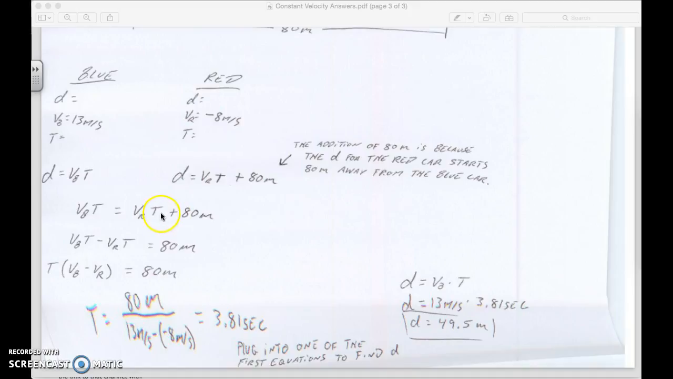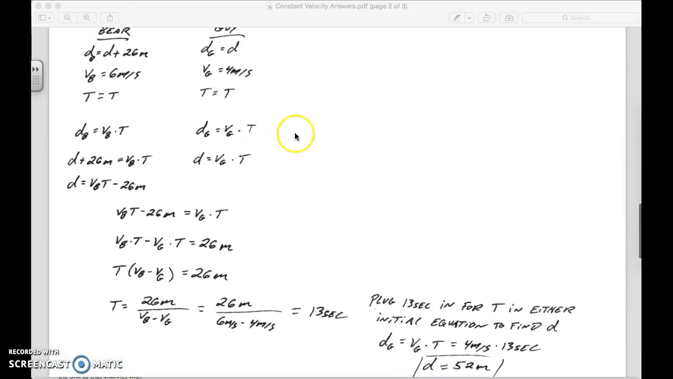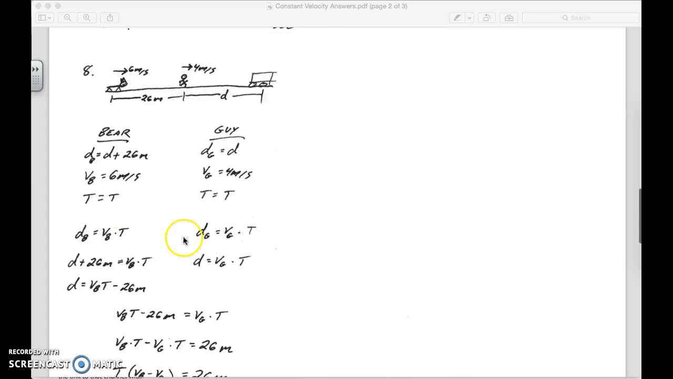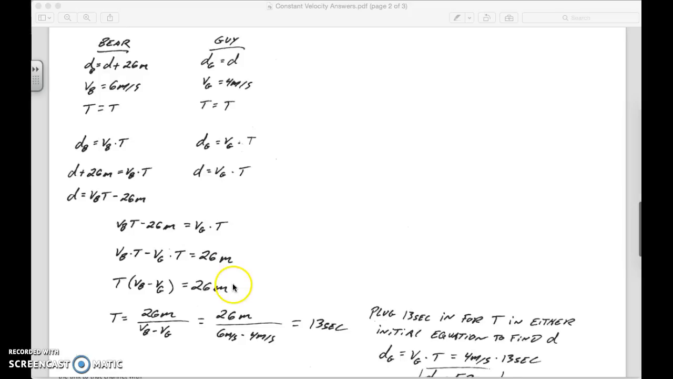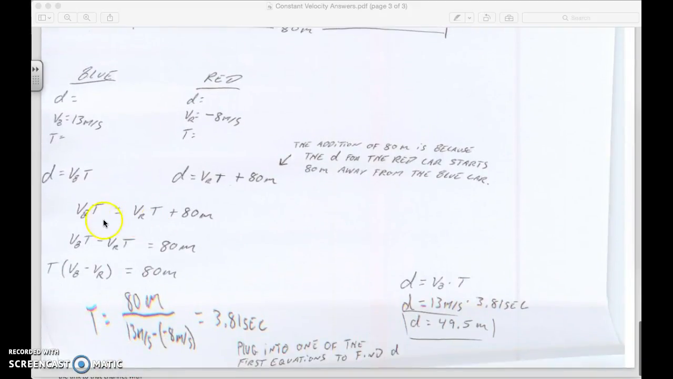I'm solving for time. This is a whole lot like what we did here in number 5, number 8, when we were solving for the bear and the guy. Now they're just going in opposite directions, but we're still solving for the time. We're going to put these two things together as a simultaneous equation, and we're going to solve for time very similarly. So I've got a term with time in it on the left side of my equal sign and a term with time in it on the right side of the equal sign.